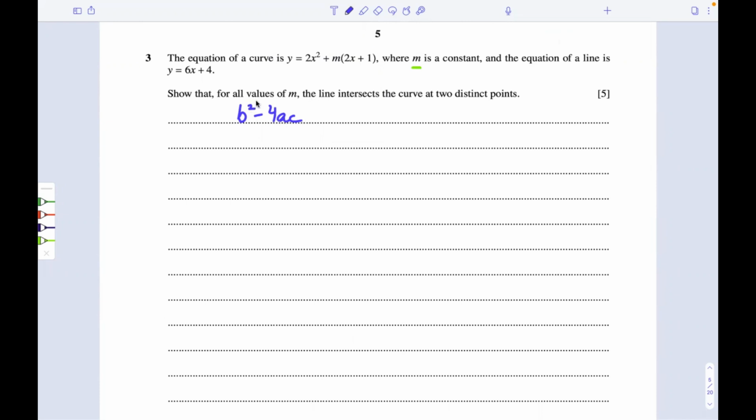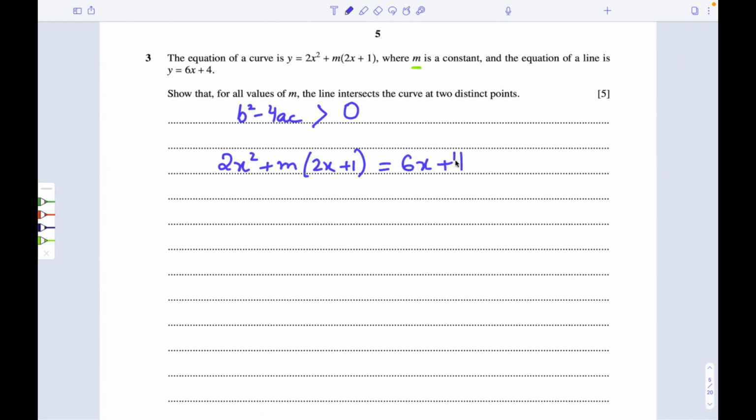However, in this case, we just have to show that for the values of m, the line is intersecting at two distinct points, which means that this expression must be greater than 0. So to form this equation, first we'll equate the equation of the curve and the equation of the line. So we get 2x squared plus m into 2x plus 1 is equal to the equation of the line, which is 6x plus 4.